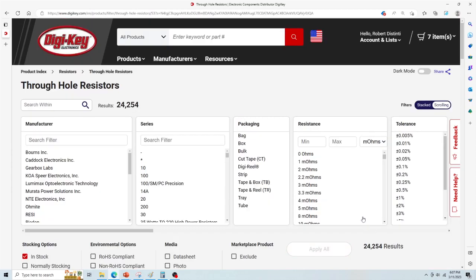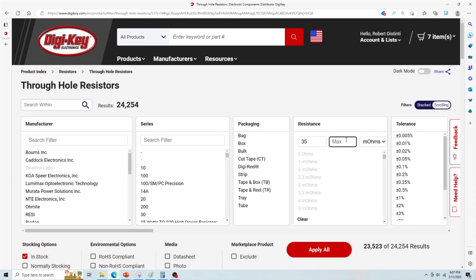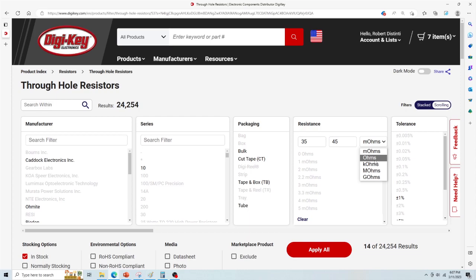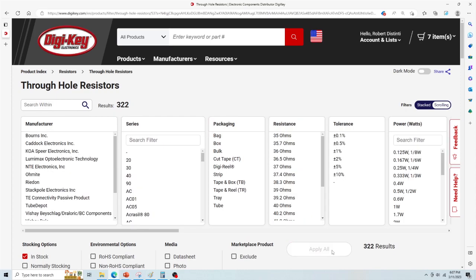Next thing we want to do is select the resistance. Now we don't want to put just 40 in. We want to give ourselves a little bit more options here. So we're going to put 35 to 45. It says 14 because that says milliohms here. We want regular ohms. Okay, we want to apply that.